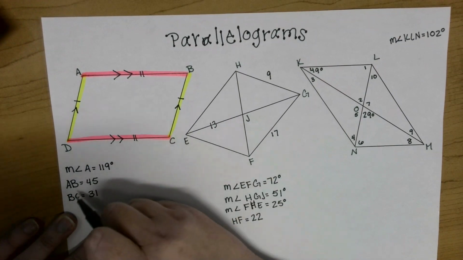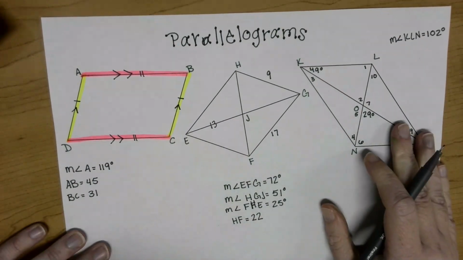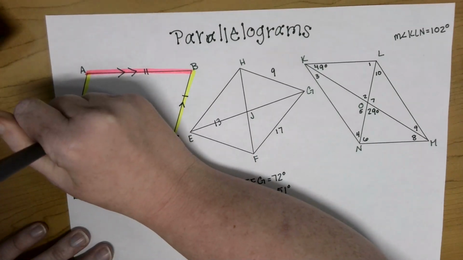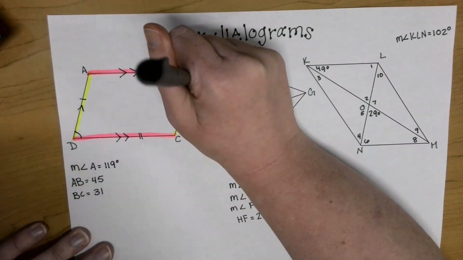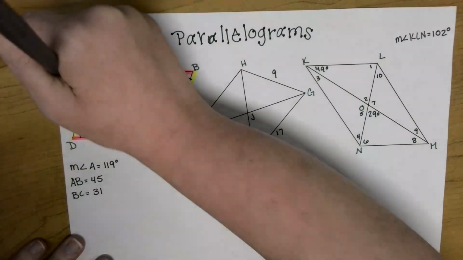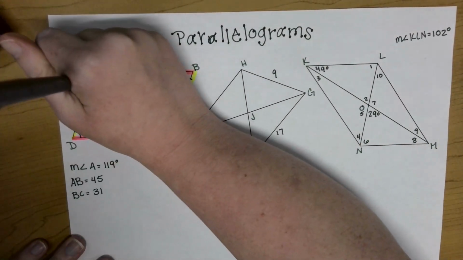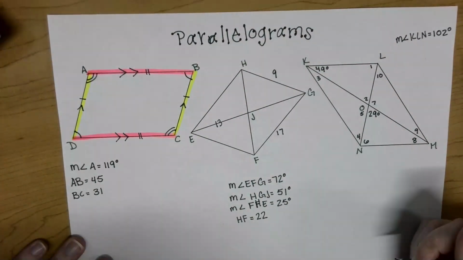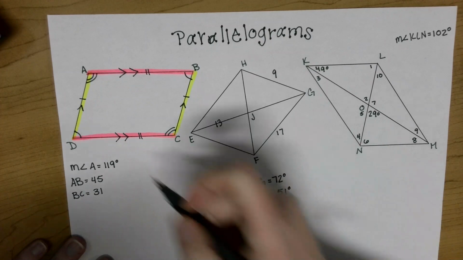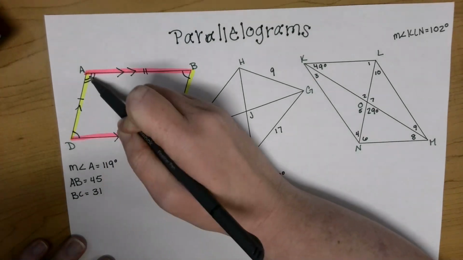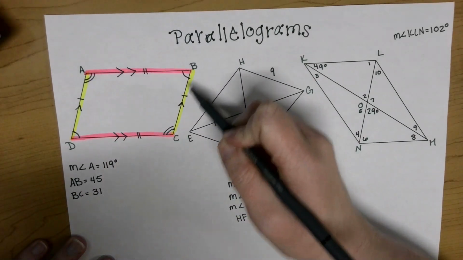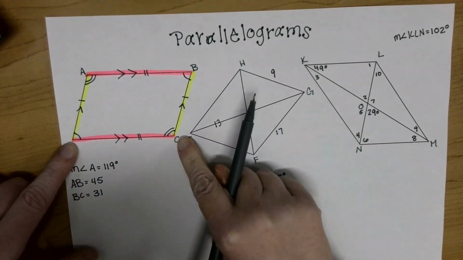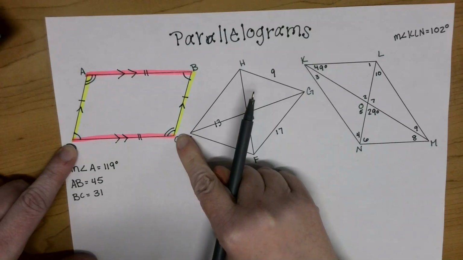Okay, and so some other interesting things are that your angles across from each other are going to be congruent. So D and B are congruent, and A and C are congruent, and A and D will add up to 180, A and B will add up to 180, B and C will add up to 180, and C and D will add up to 180. So any two angles beside each other on a parallelogram.